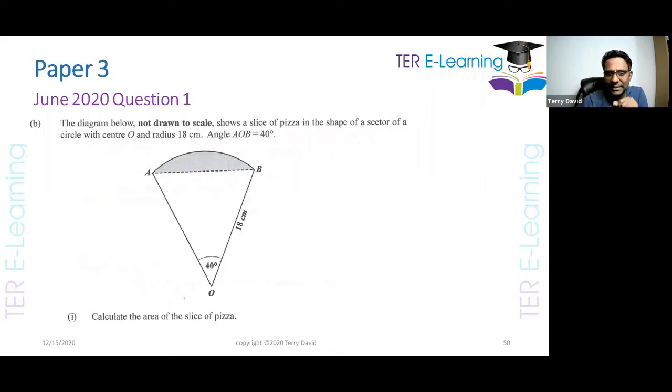All right, so let's see this one here now. What do we have to do here? So the first thing they want us to calculate is the area of the slice of pizza. You all know how to work this out? I literally just did this with the Form 4s. You have a sector, and they want us to find the area of this slice of pizza, which is a sector. Do you all know how to work this out?